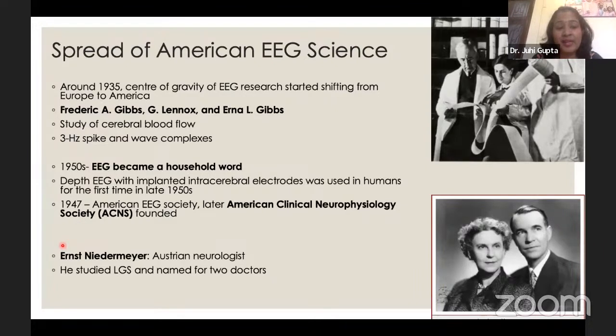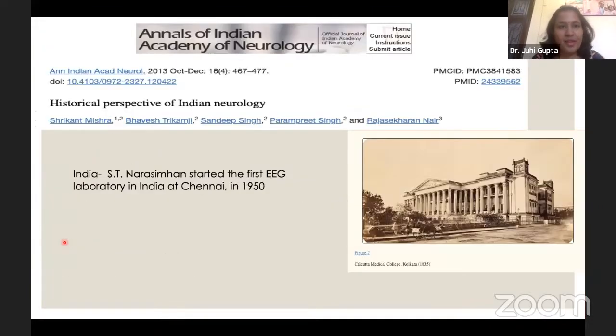And I would like to mention a prominent Austrian neurologist, Ernst Niedermeyer, who also contributed in a big way to the EEG science. Many of my slides are from the book written by Dr. Niedermeyer. And when I was reading about the history of EEG in India, I found this interesting article which showed a photo of Calcutta Medical College, telling that it was one of the first medical colleges established. And today we are holding this webinar in this beautiful city of Kolkata. And in India, the first EEG was recorded by Dr. Narasimhan in 1950 in Chennai.